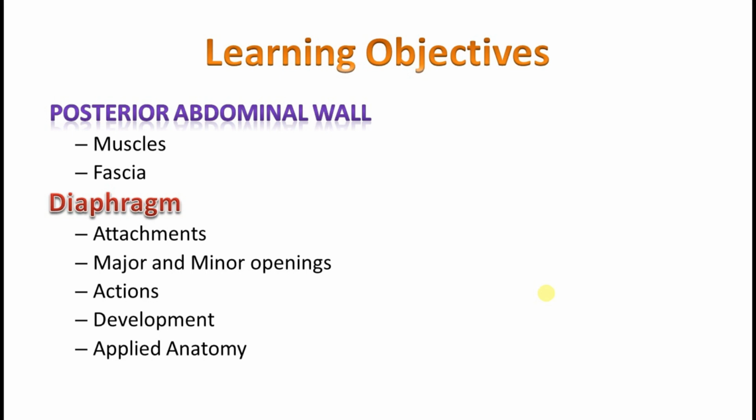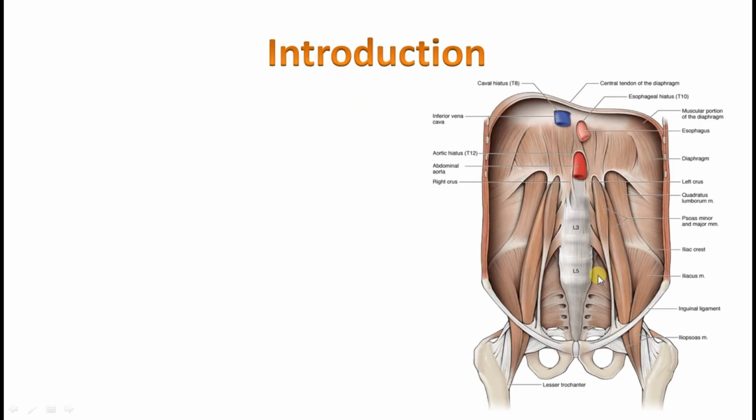mainly the attachments, the origin and insertion of the diaphragm, then the major openings and the structures which are transmitted through these openings, then the minor openings of the diaphragm, the principal actions of the diaphragm, followed by a brief account of the development of the diaphragm, and finally I will conclude this chapter with the clinical aspects, or the applied anatomy.